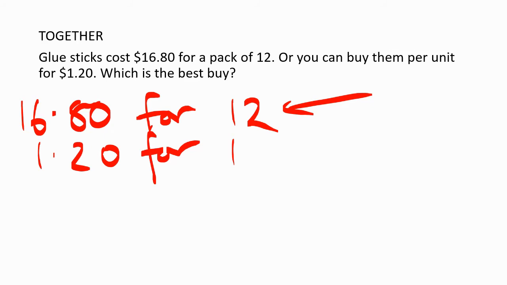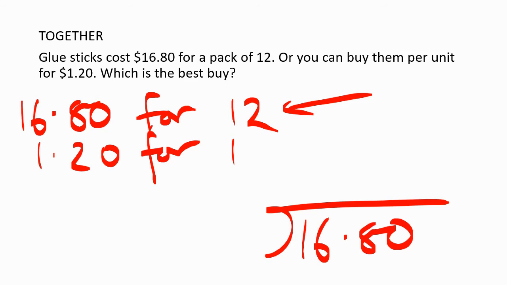So what are we going to do? Pause me and think. Tell me if you can work out what we're going to do. Right, I hope you've worked out that we've got to use division. The division sum is $16.80 divided by 12. That's going to tell us the price per glue stick.